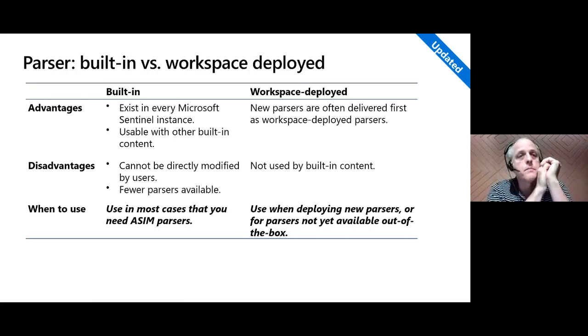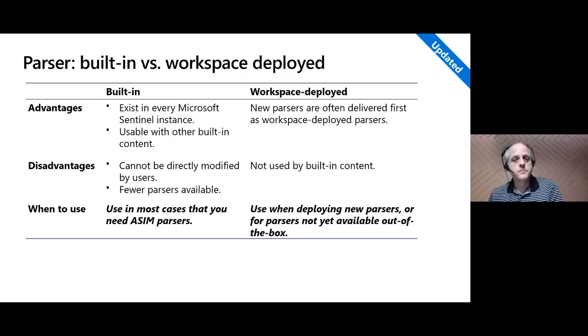I mentioned that we have built-in functions that start with an underscore. They're always there. If you create or open your workspace, you'll see them, which means they're very useful. You can count on them to be there, and you create your queries with them. If you create a workbook or a detection query or a hunting query, you can always depend on them to be there. Those are the ones that you really need to use.